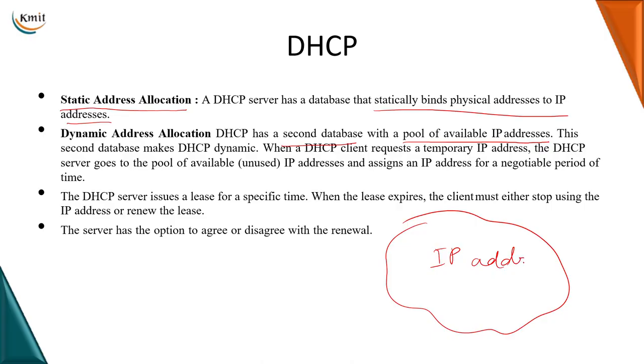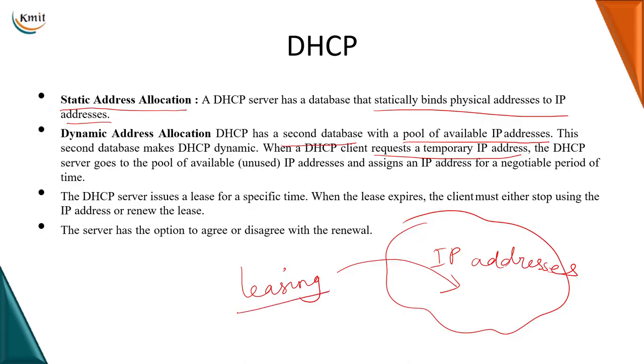Whenever a request comes for an IP address, the DHCP client requests a temporary IP address. The DHCP server goes to a pool of available and unused IP addresses, picks an IP address from this pool, and gives it for a negotiable period of time to the DHCP client. Now, what does negotiable period of time mean? That means this IP address is allotted temporarily, only for a particular time, and that time is called leasing. The IP address is given on lease.